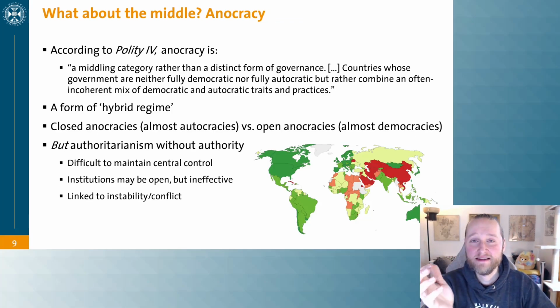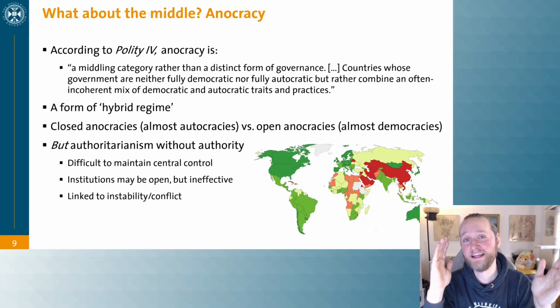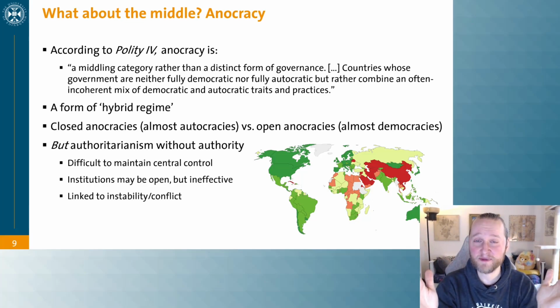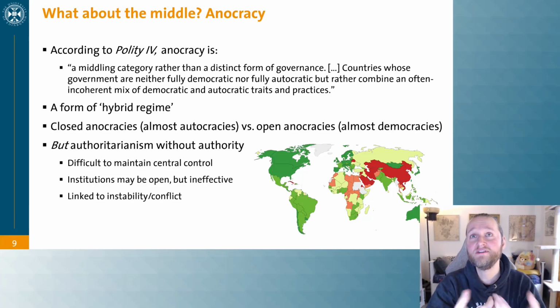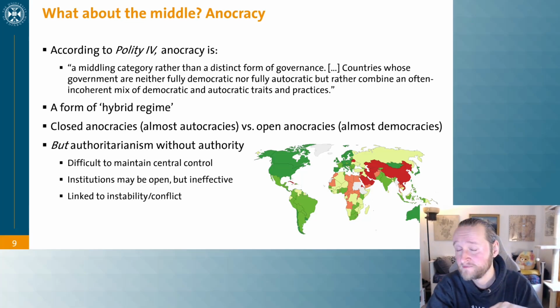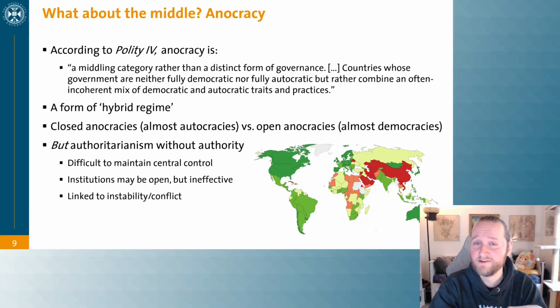Okay, now there could be things in the middle. If we have democracies on the one side of the spectrum and autocracies on the other side of the spectrum, isn't there sort of a gray area in the middle? Aren't there countries that don't quite fall squarely into either of these two categories? And the answer to that would be yes, there is. And we call these anocracies.